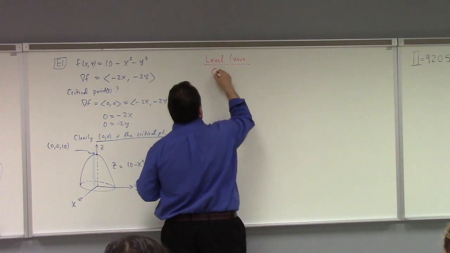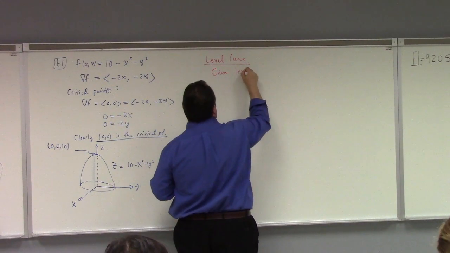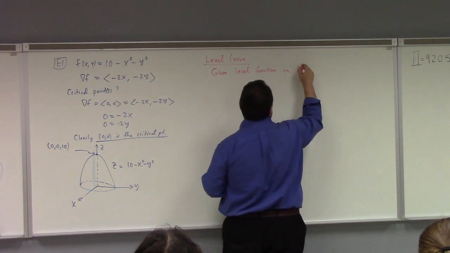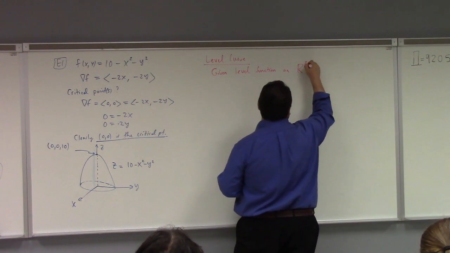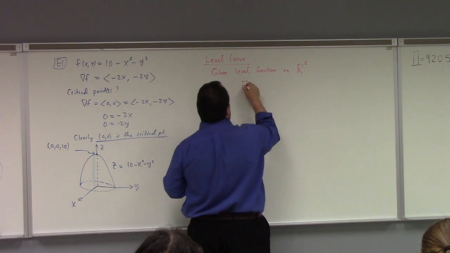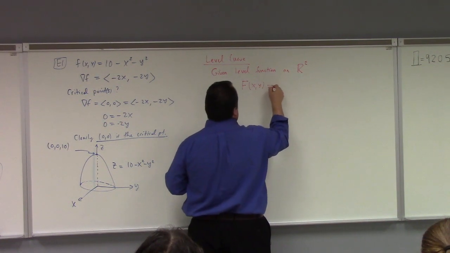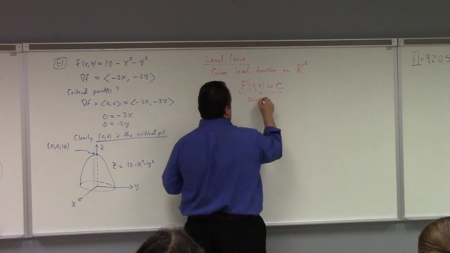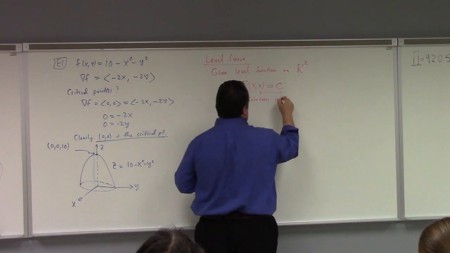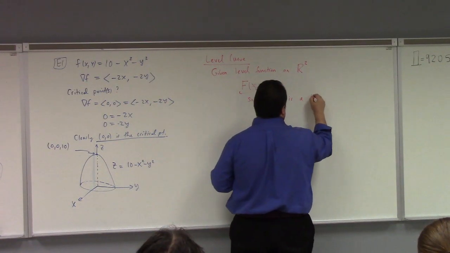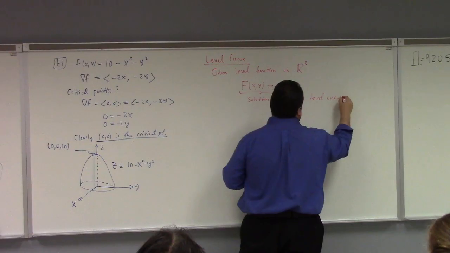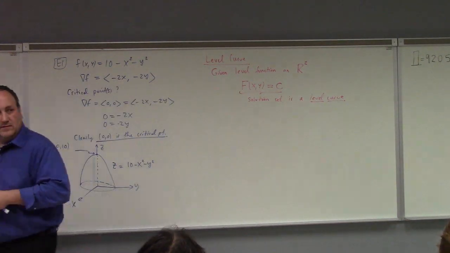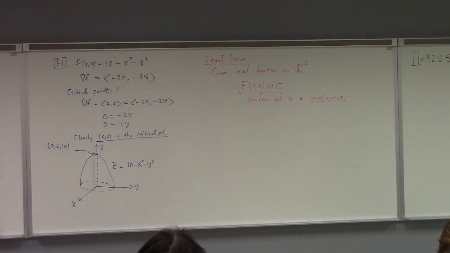Given a function on the xy plane, R2, if we have f of x comma y equal to a constant, the solution set of this is a level curve. So level curve is just another name for an equation. But we're being systematic.